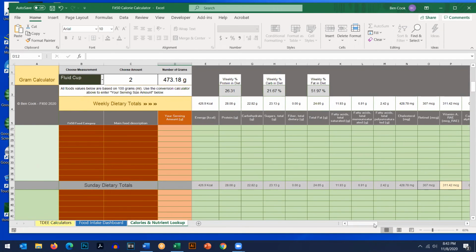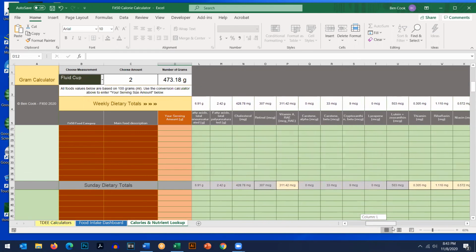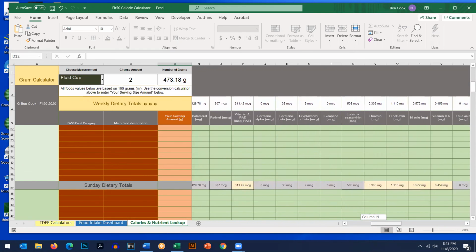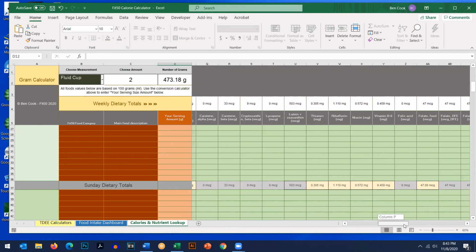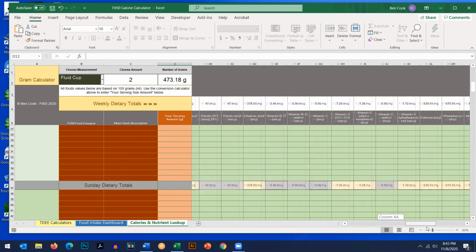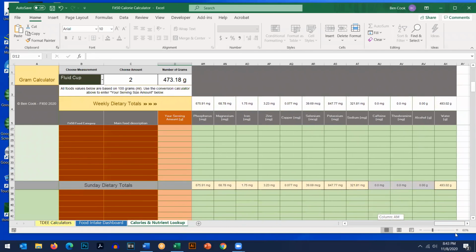And anything in yellow means that I'm under, that I'm not reaching my recommended daily allowance of that particular nutrient. So I'm definitely low in vitamin A so far with my eggs and my milk. I need to boost my vitamin A intake. So anything in yellow is showing that I have a deficiency and that I need to pick that up by having more variety of foods.